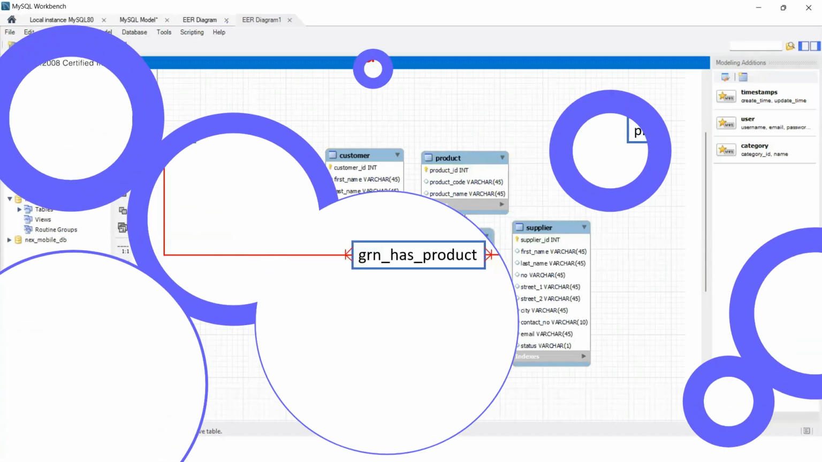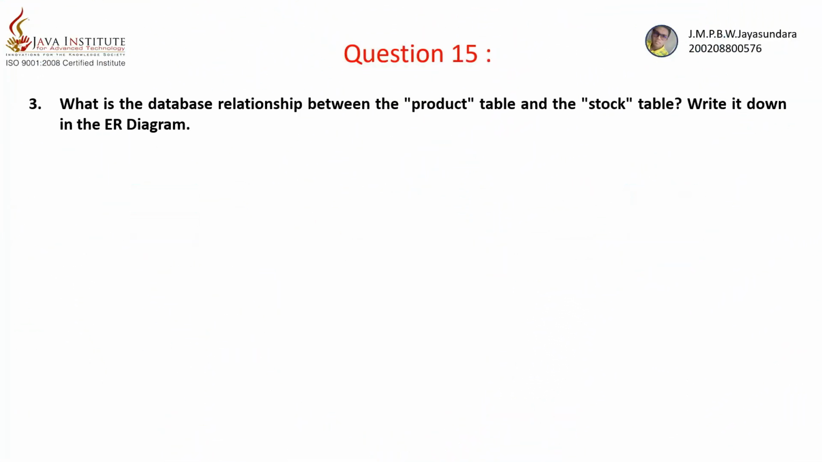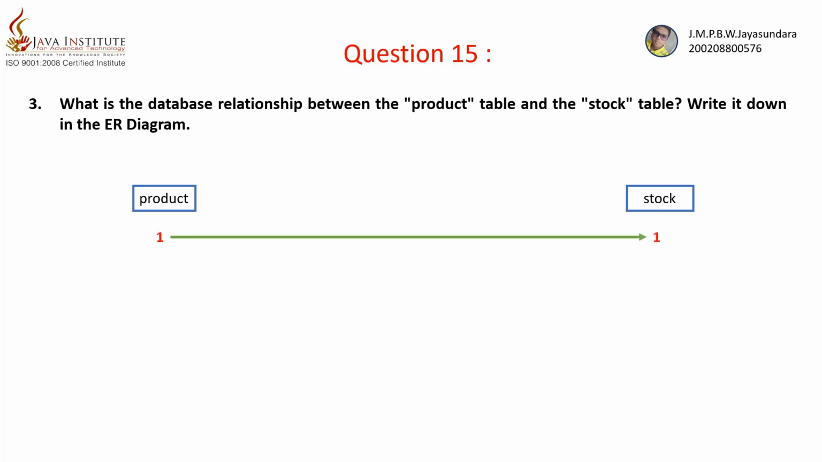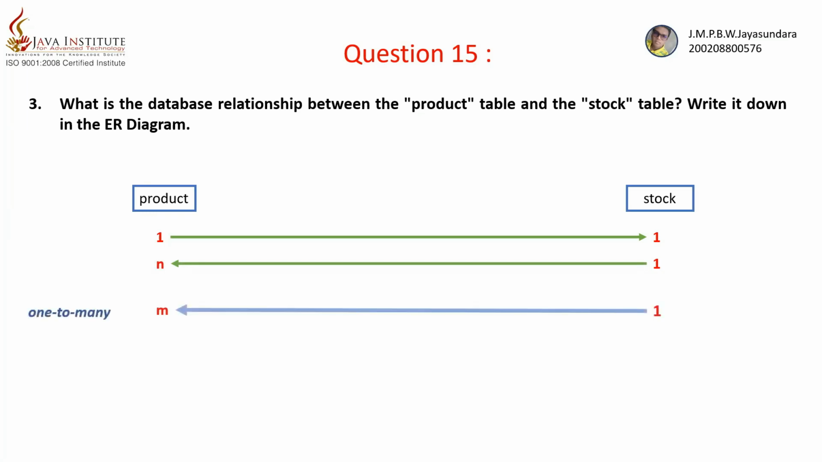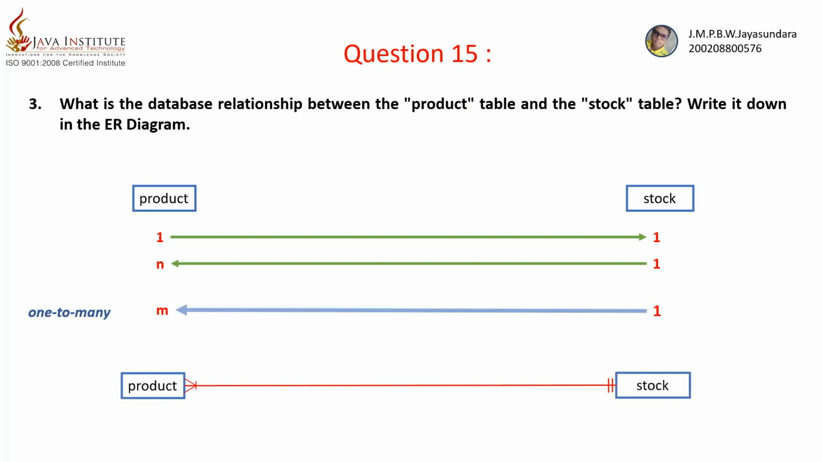So let's go back. Here we have our third question as, what is the database relationship between product table and stock table? Write it down in the ER diagram. Here we have our two tables as product table and stock table. One stock can have multiple products and one product can have one stock. So it's a one-to-many relationship. We can show that relationship like this. So product side is going to be the many side.